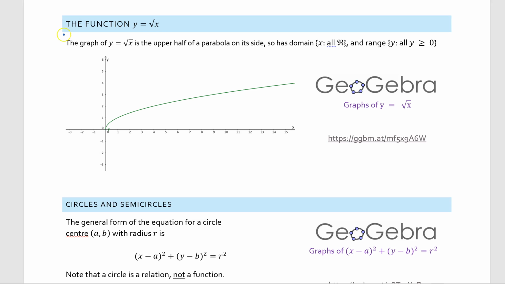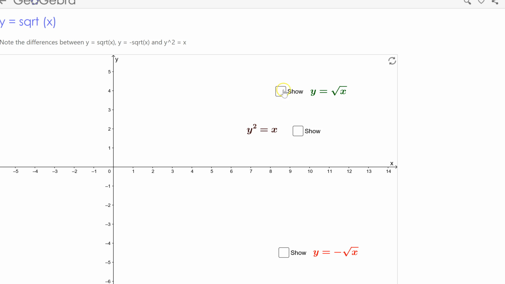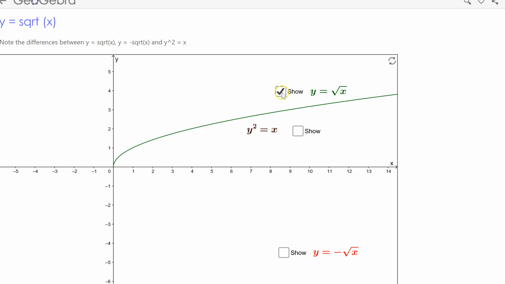Okay, mathematicians, next curve we have a look at is the function y equals the square root of x. So remember, if we just say square root of x, the implication is that this is the positive square root of x that we're talking about. And I think maybe we could jump straight to the GeoGebra and have a look at this. So if we look at y equals the square root of x, then that's this curve, which is the upper half of a parabola lying on its side.